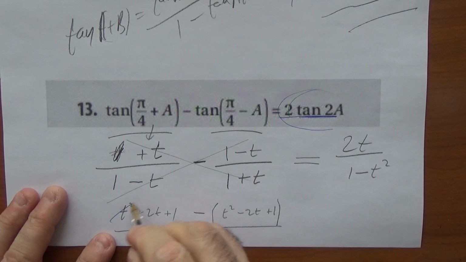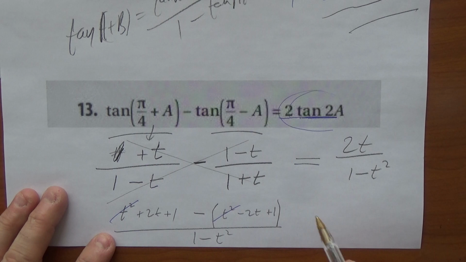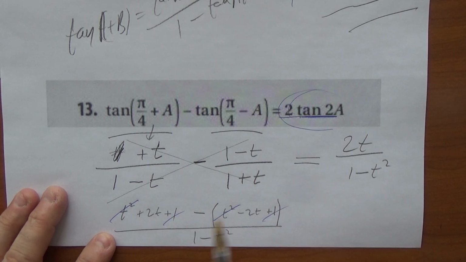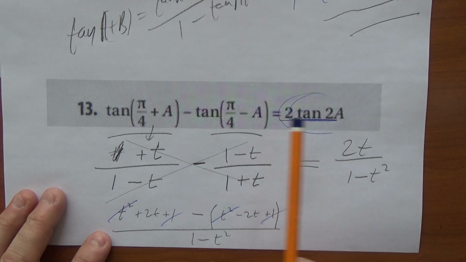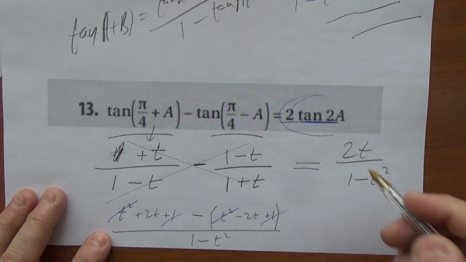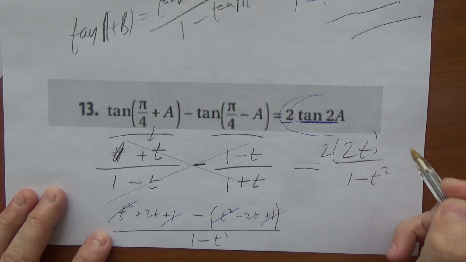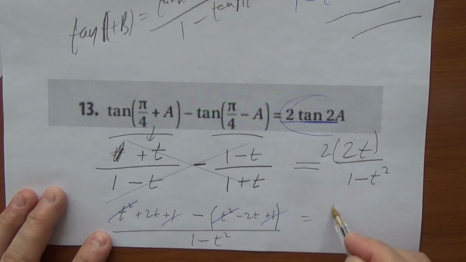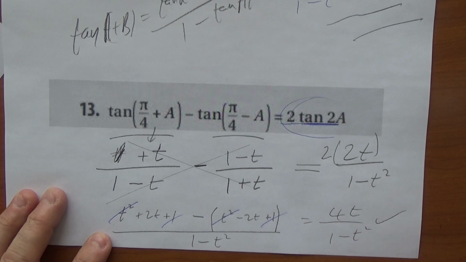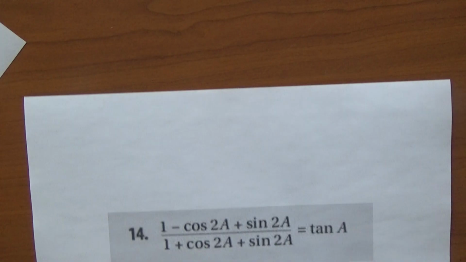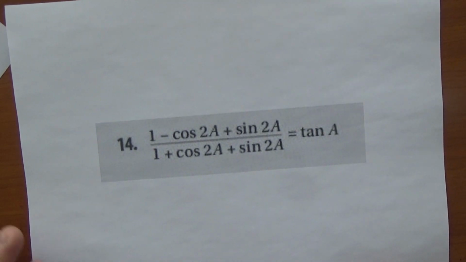So if I pre-cancel before the distribution, I'm getting 4t. Wow, why am I getting 4t? Oh, there was a 2 out here, and that's okay, I can pick that up now at this stage. And I'm getting 4t over 1 minus t squared, and it's true. Okay, is there any end to this?